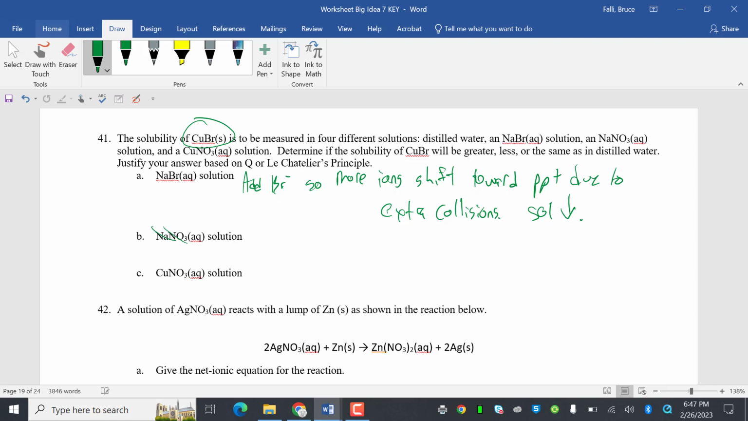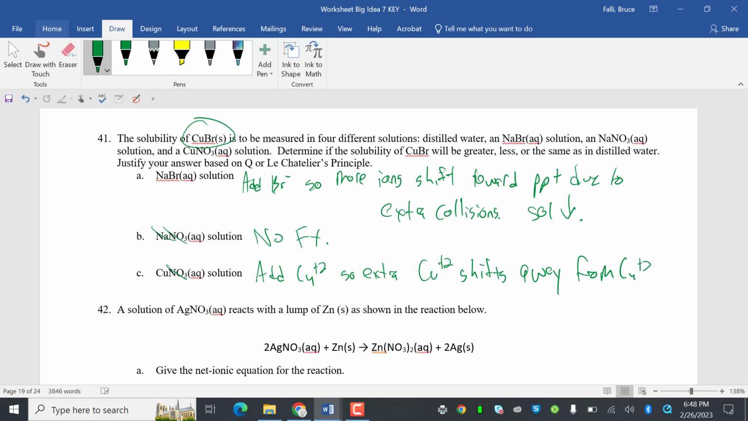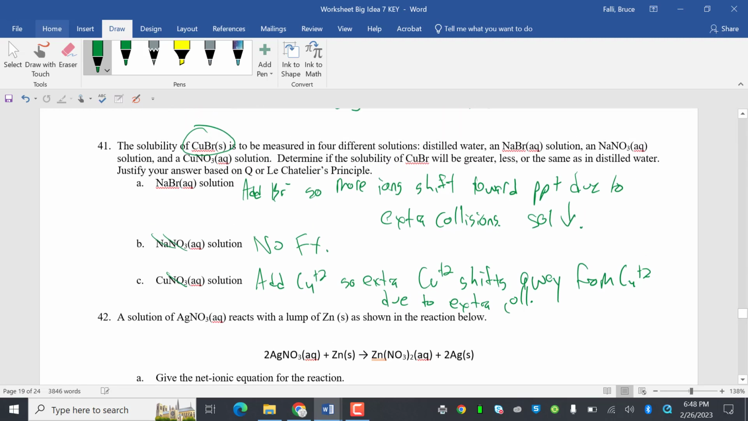NaNO3, Na and NO3 do nothing. That would have no effect. CuNO3, nitrate does nothing. You're adding Cu plus 2, so extra Cu plus 2 shifts away from the ions, due to extra collisions. You could do the same thing with Q, but I asked for Le Chatelier, so I suppose we're going for collisions this time.